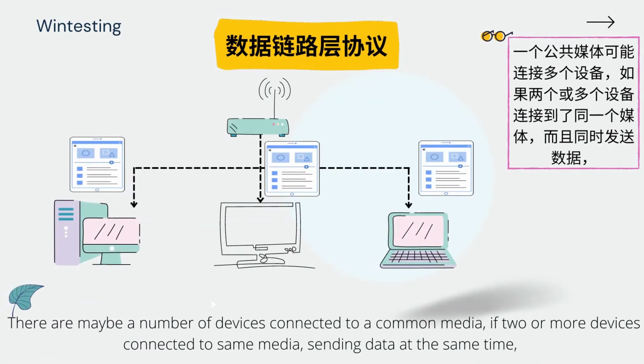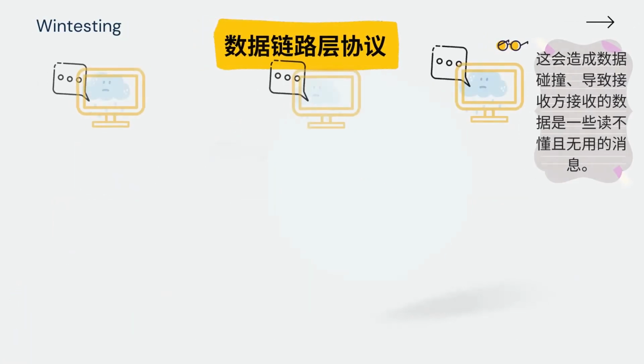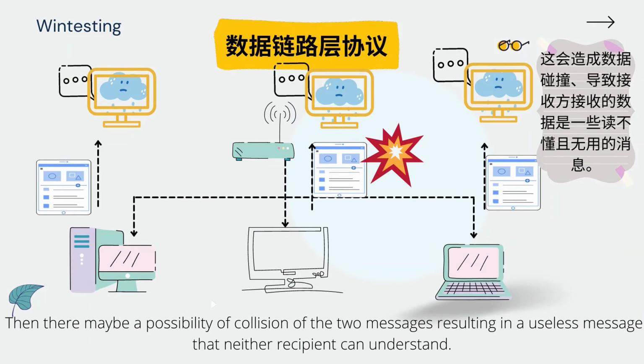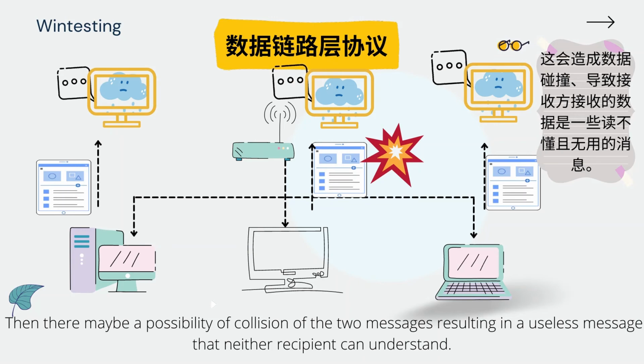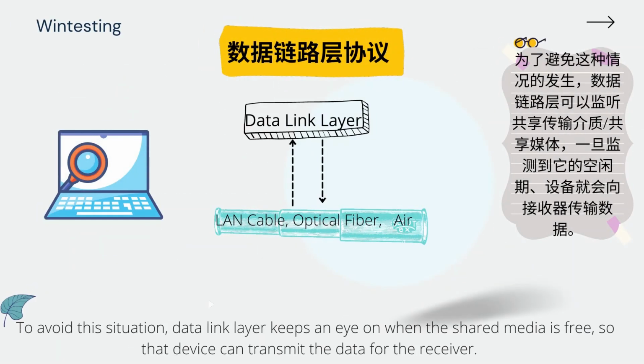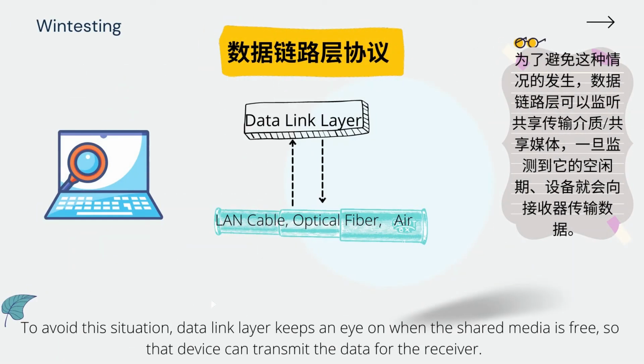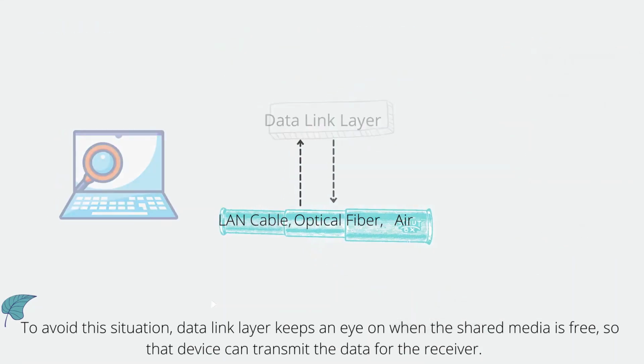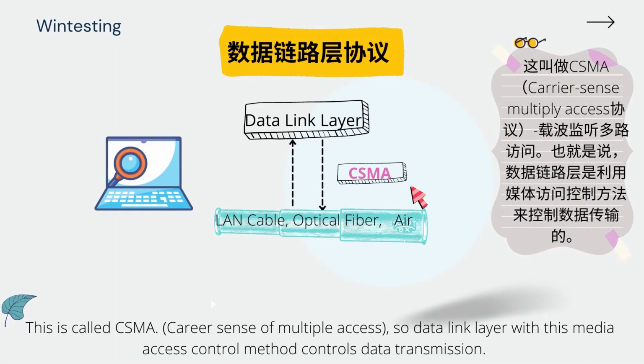There may be a number of devices connected to a common media. If two or more devices connected to the same media send data at the same time, there may be a possibility of collision of two messages, resulting in a useless message that neither recipient can understand. To avoid this situation, data link layer keeps an eye on when the shared media is free so that a device can transmit the data for the receiver. This is called CSMA, carrier sense multiple access. So data link layer with this media access control method controls data transmission.